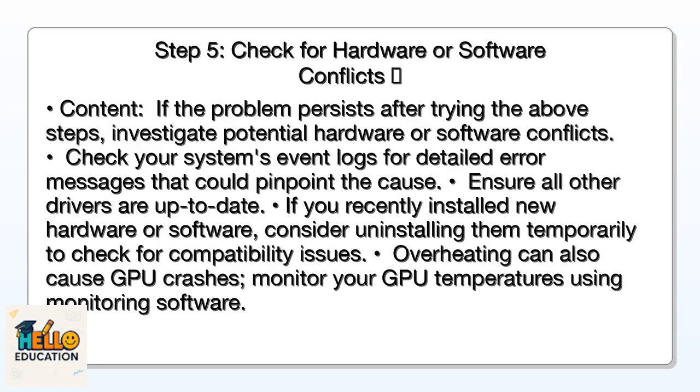Step 5: Check for hardware or software conflicts. If the problem persists after trying the above steps, investigate potential hardware or software conflicts. Check your system's event logs for detailed error messages that could pinpoint the cause. Ensure all other drivers are up to date. If you recently installed new hardware or software, consider uninstalling them temporarily to check for compatibility issues. Overheating can also cause crashes. Monitor your temperatures using monitoring software.